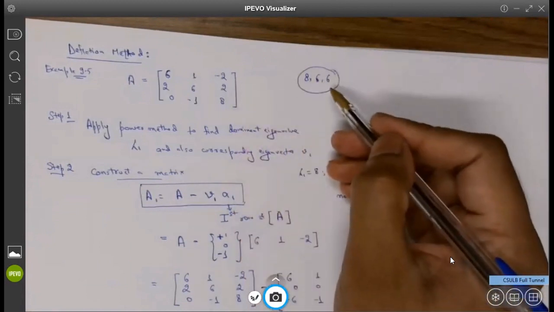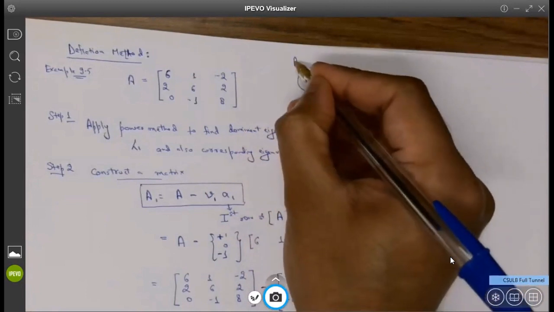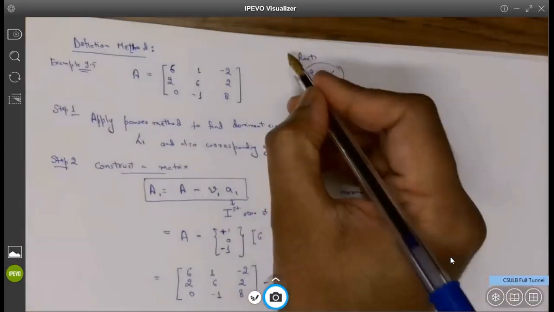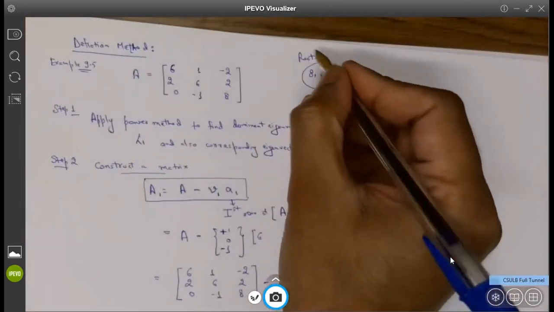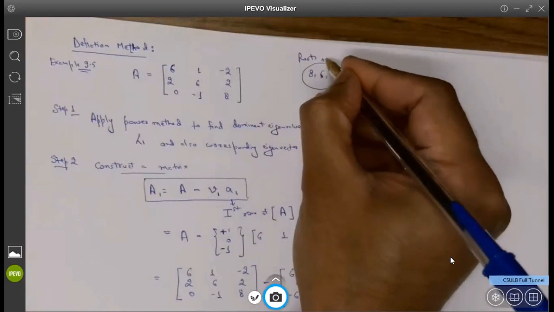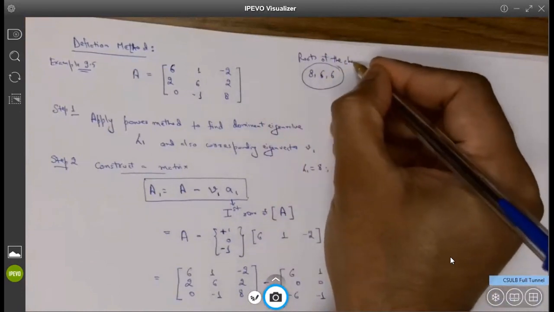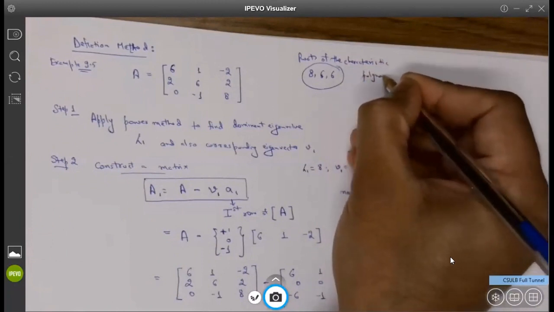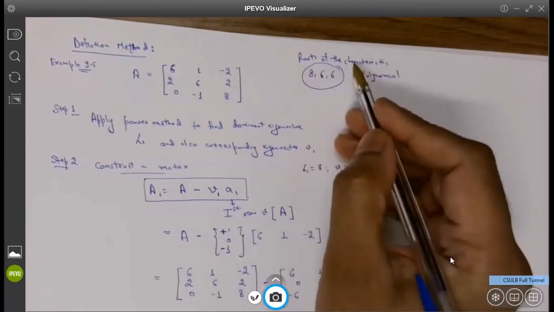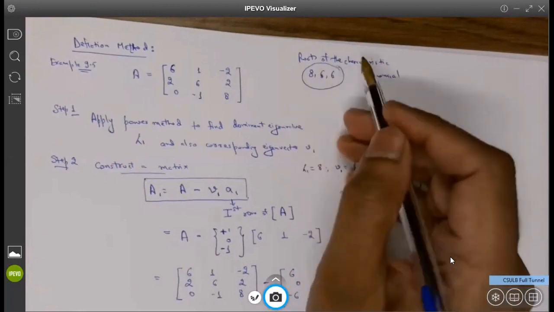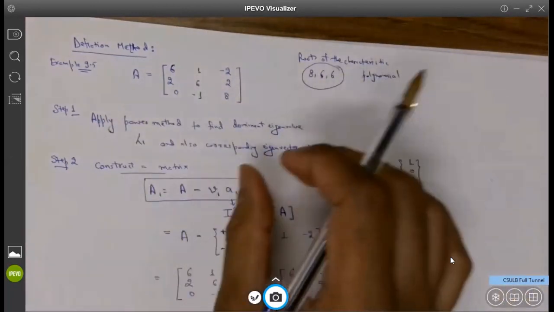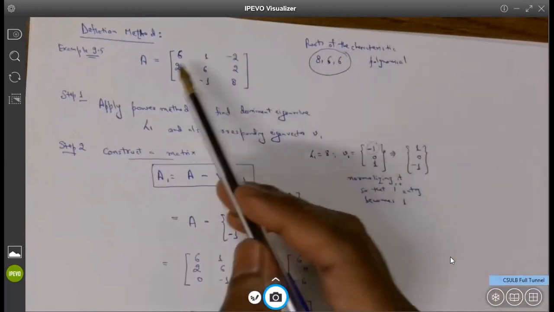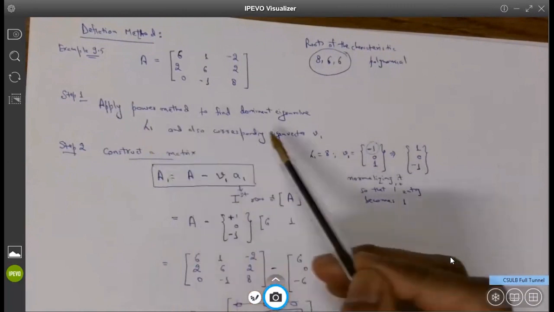We found the roots of the cubic equation. Now in this technique, I did not find the roots. I did not even go there. I did not construct the characteristic polynomial. Previously we were finding a cubic polynomial and then finding its roots, but here I was not even going there. I just apply the power method to find lambda 1 and a corresponding eigenvector.